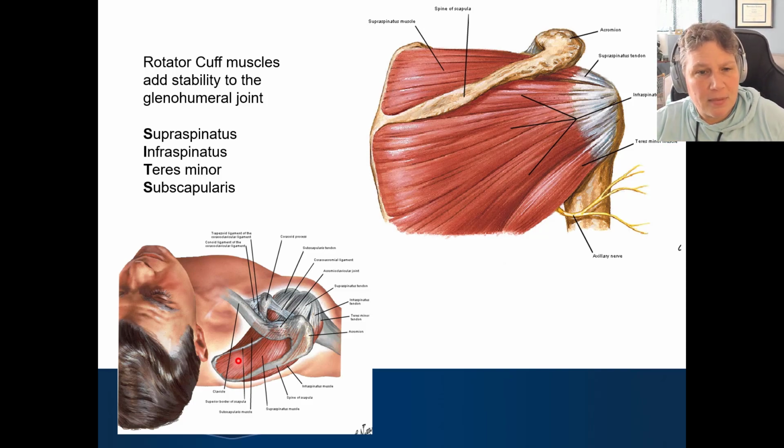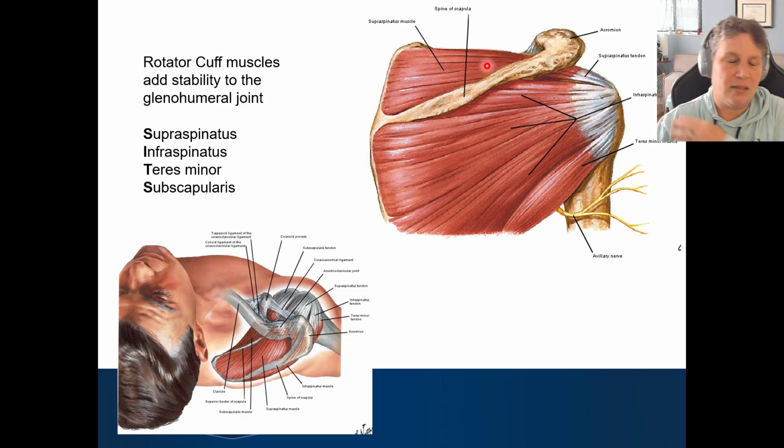And then the other thing that you can see here from the superior view is that this acromion is really on top of the supraspinatus muscle, and it's got to fit underneath here. So if there's any swelling, inflammation, scar tissue, that could really cause a lot of pain in the shoulder joint up there.